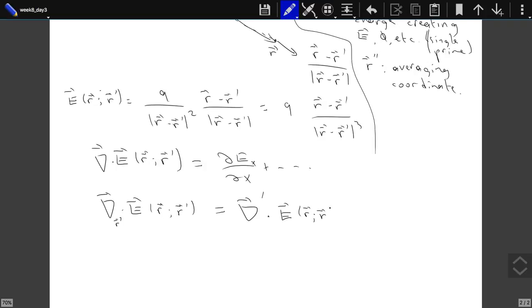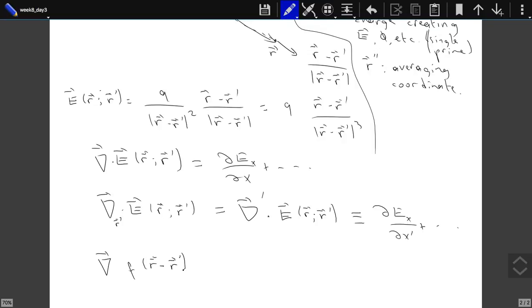This is Ex by dx prime plus etc. Now you can take the gradient of r minus, well, in fact, any function of r minus r prime.